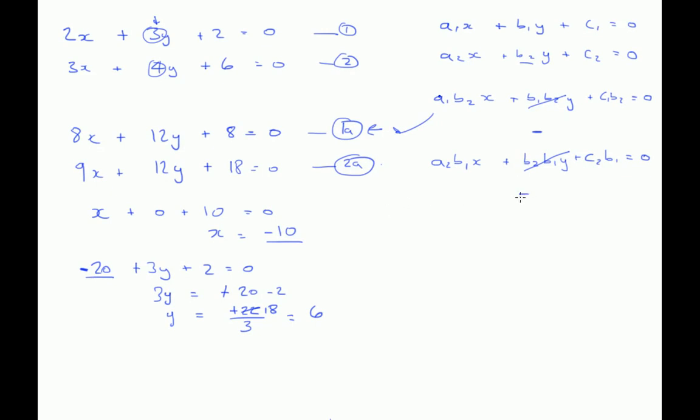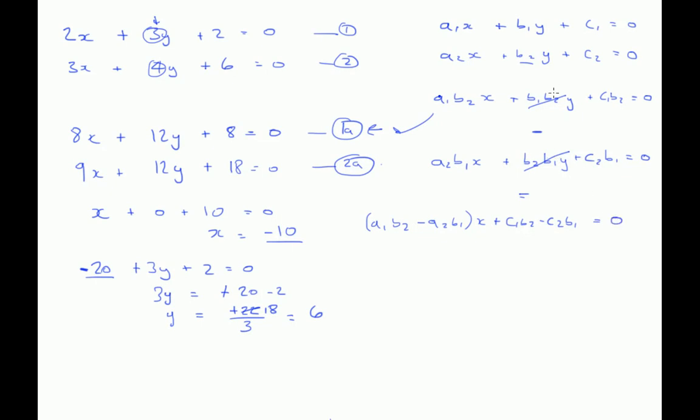equals a1b2x minus, and we'll take the x out as a common factor, a2b1, so all these are multiplied by x, so this is this, take away this, plus this one, take away this one, c1b2 minus c2b1 is equal to 0.